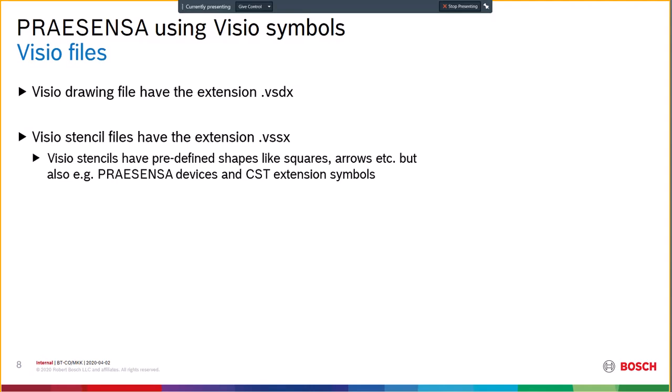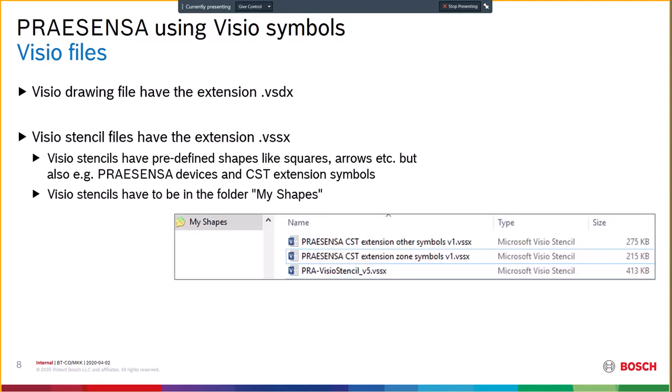But for PRAESENSA, we have created new symbols for call station extensions and for devices. You will see that in a moment. These stencils, you have to save them on your hard disk, in the folder My Shapes. You see that here, My Shapes, and you see 3 stencils there. There can be multiple stencils, and you can create your own stencils if you want. That's all no problem.